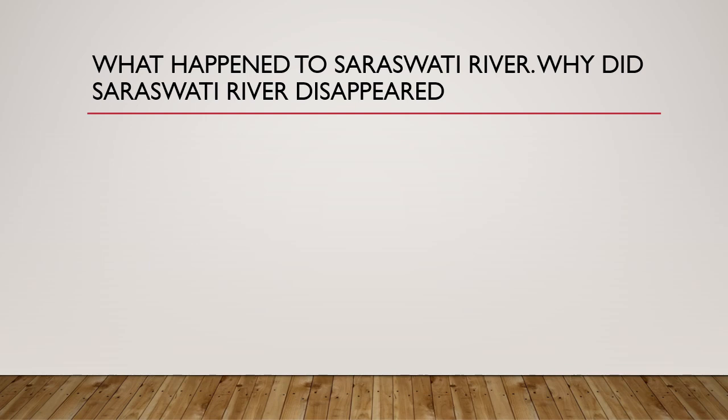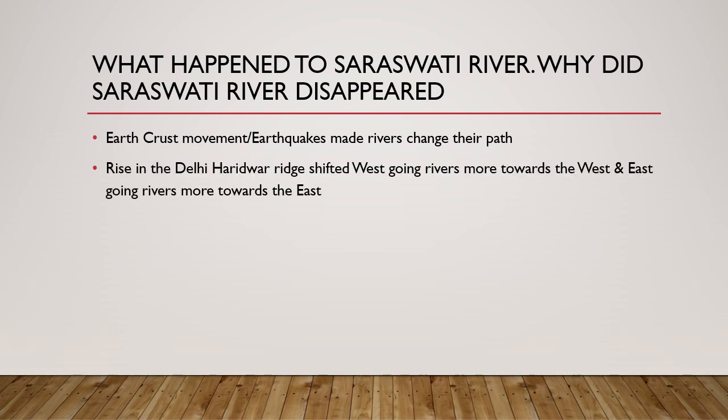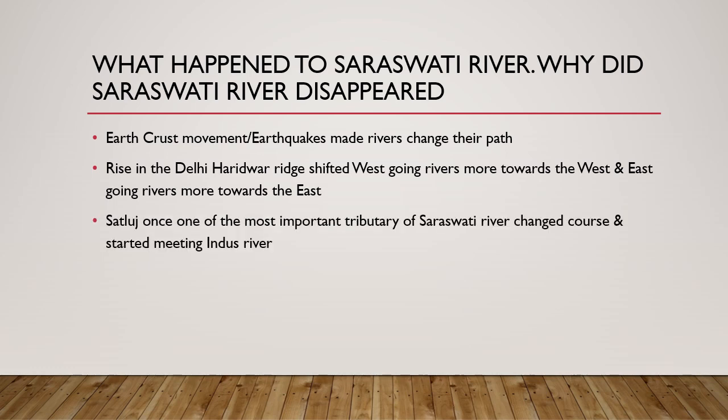So what happened to Saraswati river? Why did Saraswati river disappear? Well, earth crust movement, or in other words earthquakes, made the rivers change their path. So there was a rise in altitude of the Delhi Haridwar ridge. This made the westward going rivers move more towards the west and the eastern going rivers move more towards the east. This meant that river Satluj, which at one point of time was one of the most important tributaries of Saraswati, changed its course and then started merging into the Indus River.